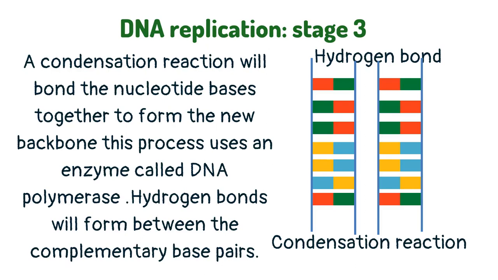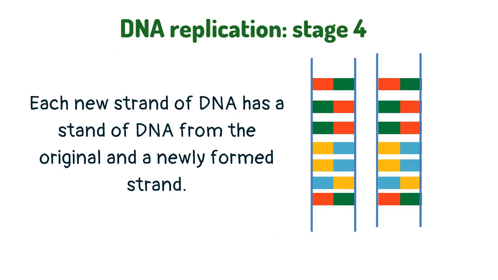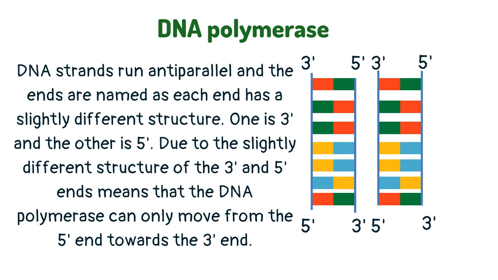This process uses an enzyme called DNA polymerase. Hydrogen bonds will form between the complementary base pairs. Each new strand of DNA has a strand of DNA from the original and a newly formed strand. DNA strands run antiparallel and the ends are named as each end has a slightly different structure. One is 3' and the other is 5'.